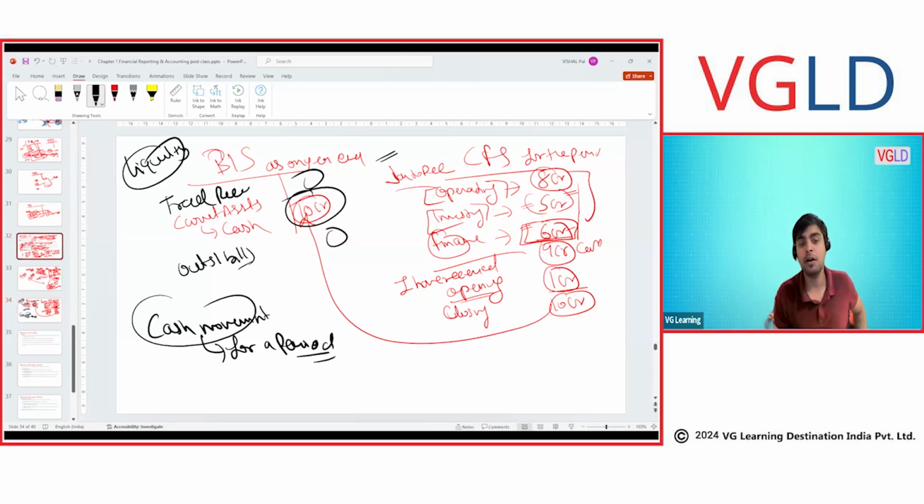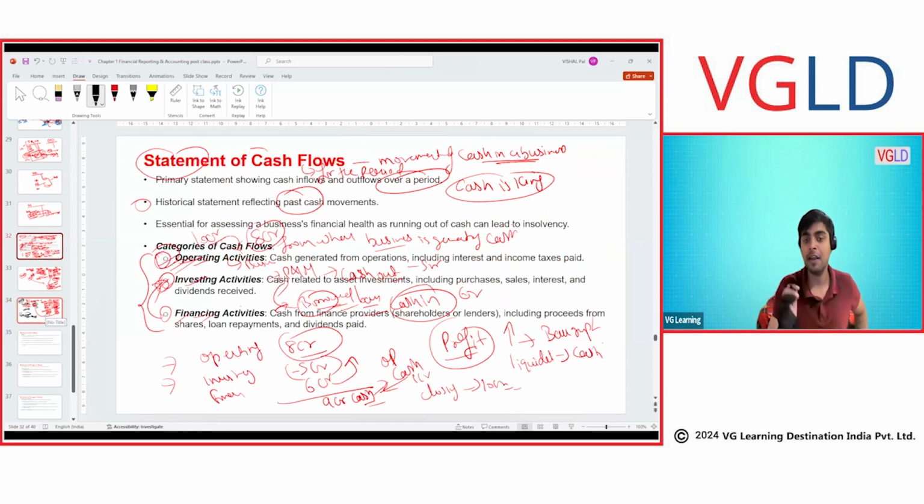See, don't expect to learn the cash flow statement in the class itself. We are just discussing it. We are not learning it in detail. Okay.